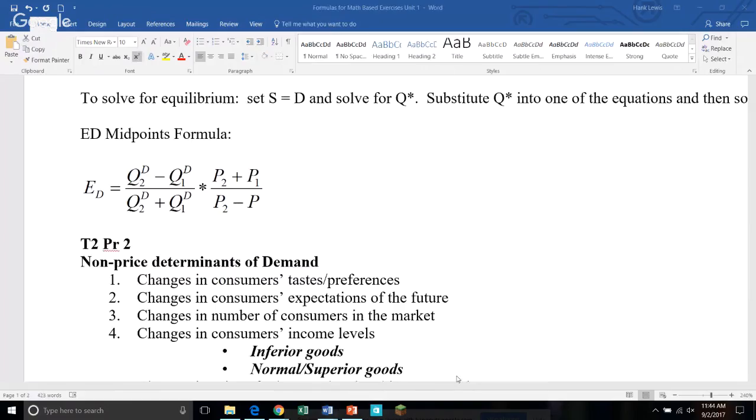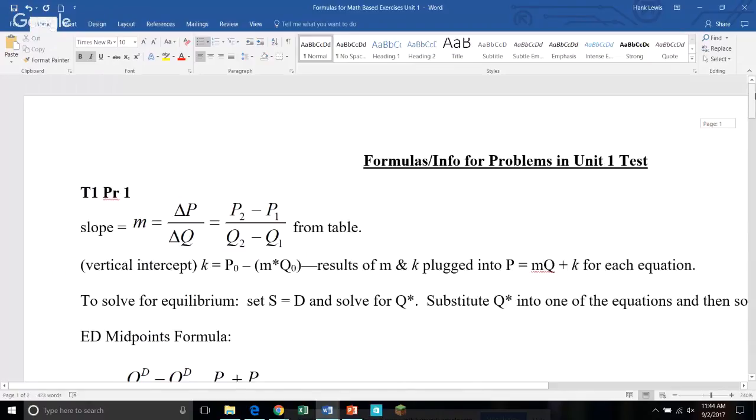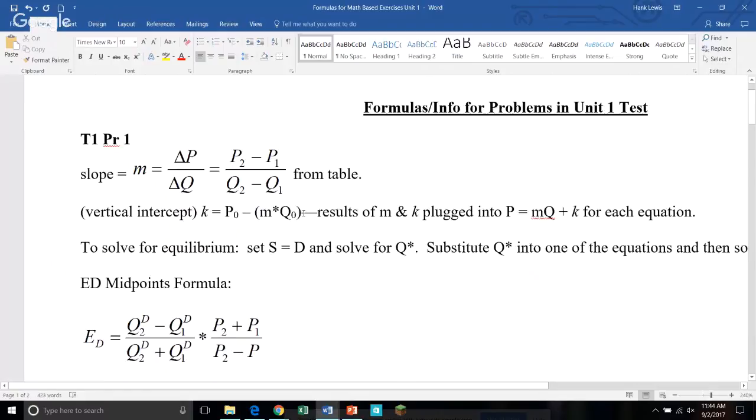I'm going back to the formula sheet now. We need to get the formula for something that is called the vertical intercept, which is shown right here. The vertical intercept has the symbol K. K means a constant in math speak. It says K is equal to P0 minus M times Q0.